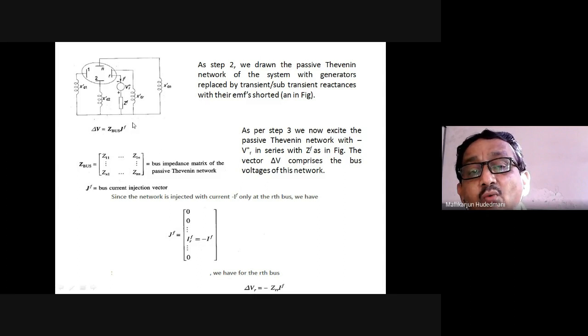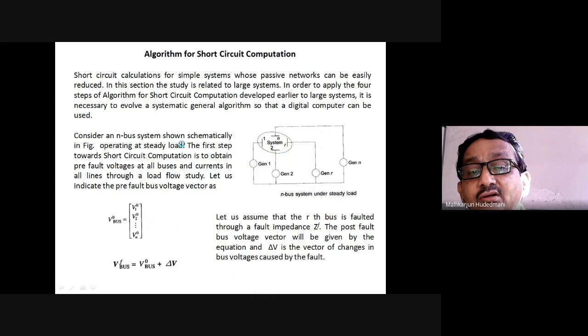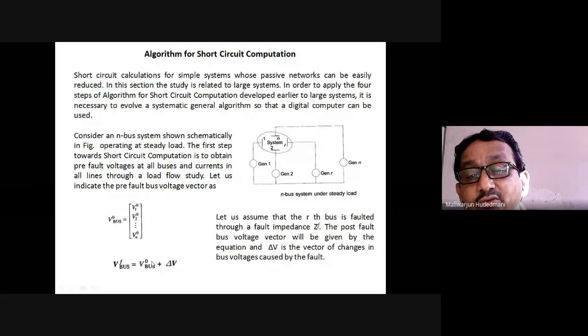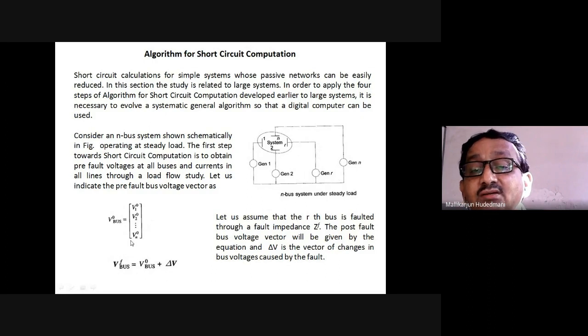For me, the Rth bus voltage is interesting. When I have V1, V2, V3, V4, V5, V6 pre-fault, which were like this, and after the occurrence of fault, V bus F equals V bus 0 plus delta V. Then I am in need of calculation of delta V's. Once I know the delta V, I can take up that V bus initial, which will definitely give me the post-fault voltages of the given system. Then I am working upon this.